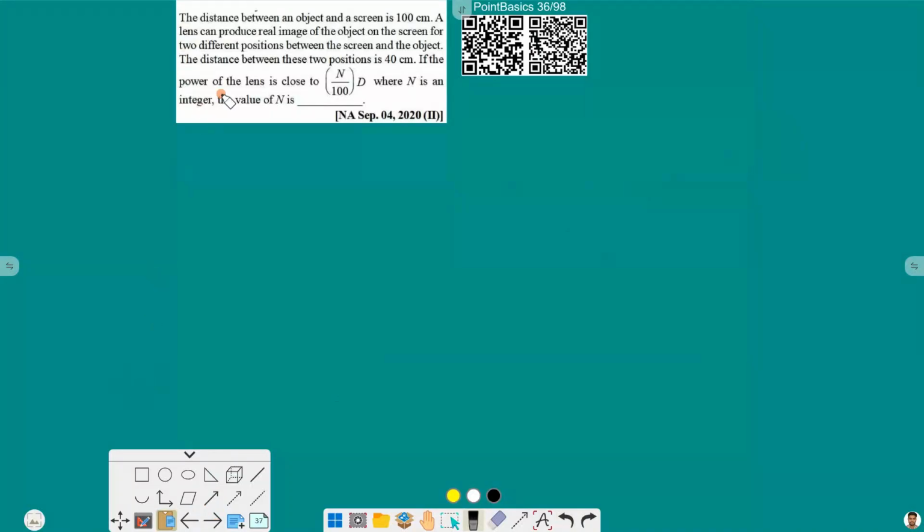Here the distance between object and screen is 100 centimeter. A lens can produce real images of the object on the screen for two different positions between screen and the object. The distance between the two positions is 40 centimeter. If the power of the lens is close to n by 100 diopter, where n is an integer, find the value of n.